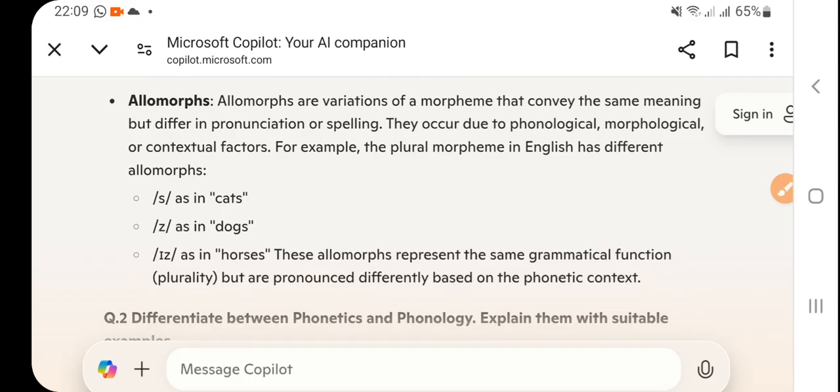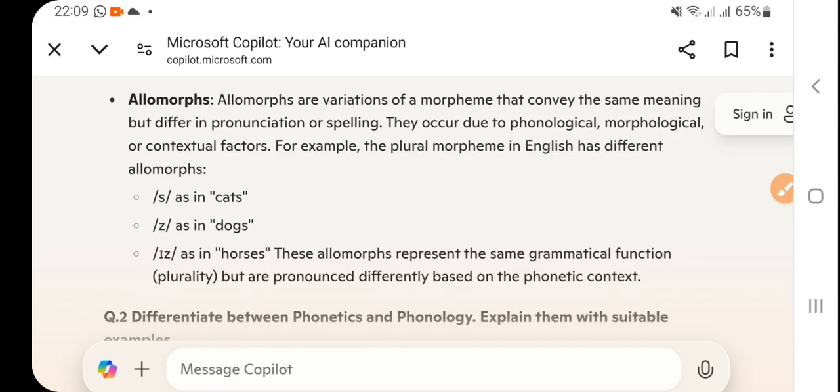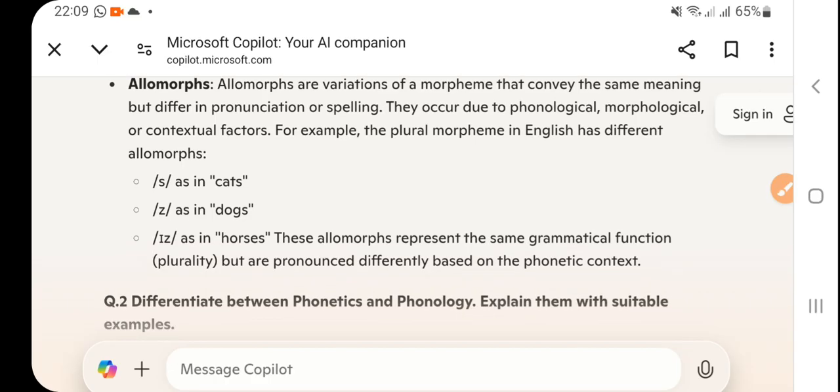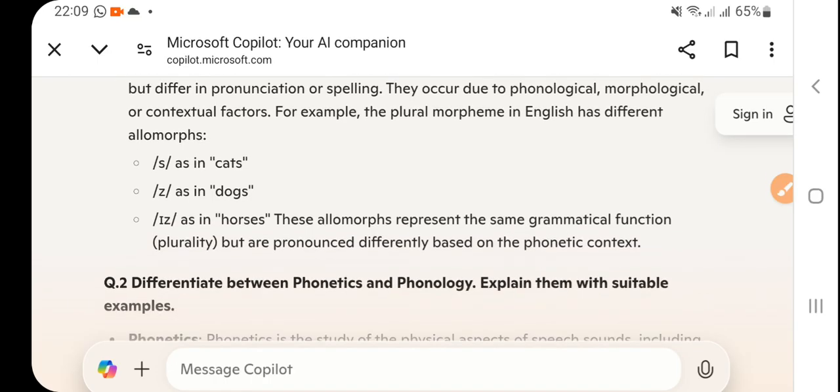Allomorphs are variations in a morpheme. They convey the same meaning but differ in pronunciation or spelling. So spelling is changed, pronunciation is changed. They occur due to phonological, morphological, or contextual factors. It might be any one.